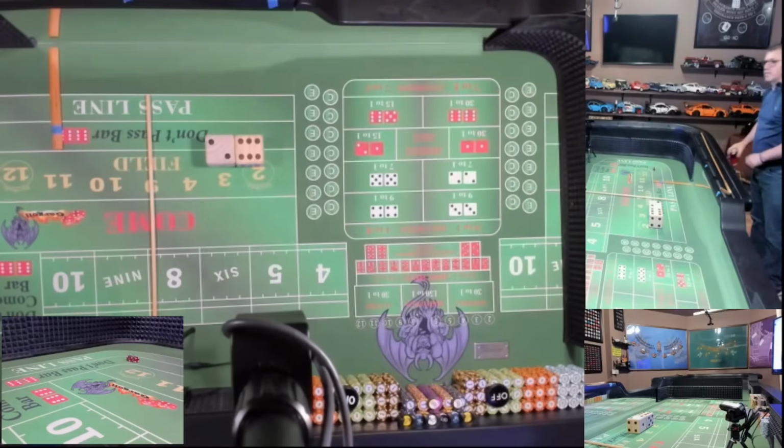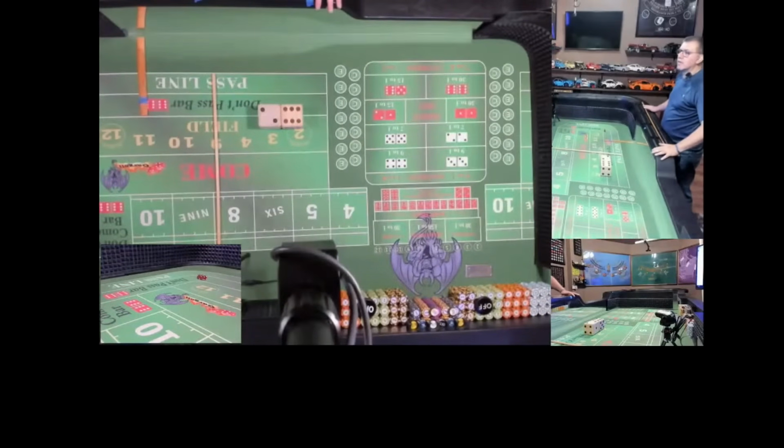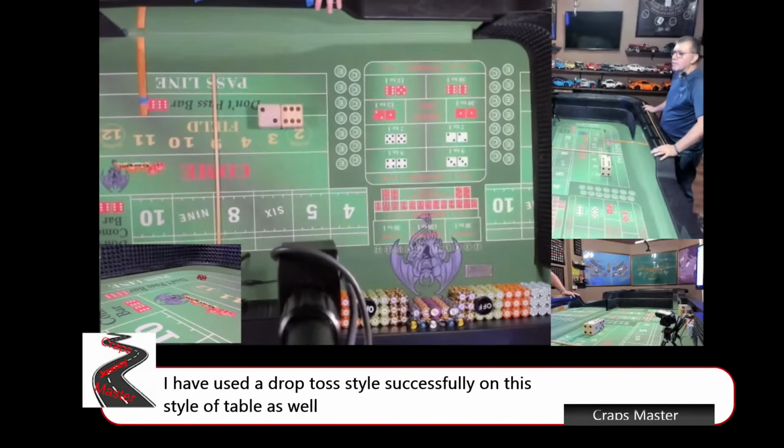A couple more comments here, G, if you want to take them now or you want to move on. Yeah, let's take them. I don't know if you saw Crap Master Journey Joe's comment that I put up while you were talking. I'll display that before we move on. He says that he's used a drop toss style successfully on this style of play. They work very well. Most, because it's like straight out on a short table. I love doing the drop toss on these tables.